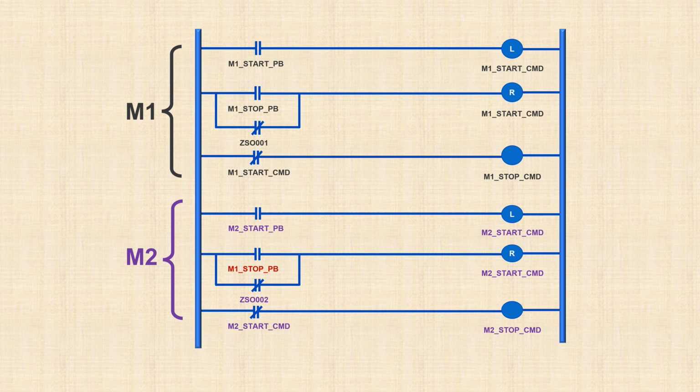To create logic for other motors, we will copy and paste the M1 motor logic and change tags to other motors. With a large number of motors, we could easily forget to update some tags. During project commissioning, when time is of the essence, a problem like this could waste our precious time.